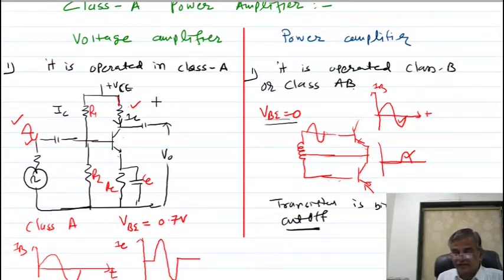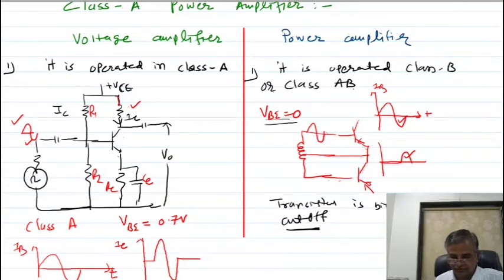Here the transistor is biased at the middle point of the load line, then it is called class A. Here the transistor is biased at the cutoff, class B. So I think you understand what is class B operation.